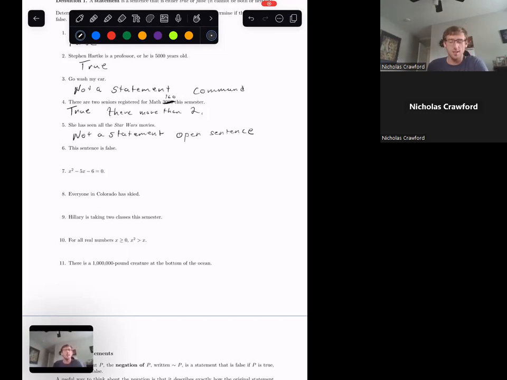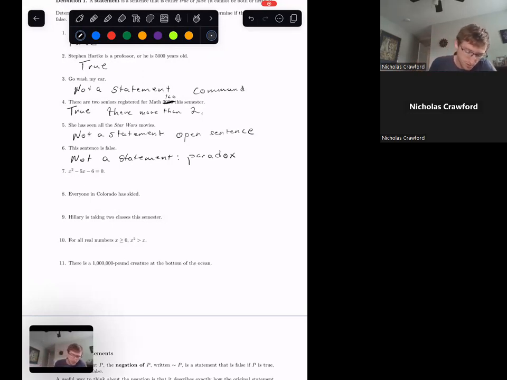Okay. This statement is false is also not a statement. And let's see why. So let's pretend this statement was true. If the statement was true, but then this says this sentence is false, well, then you're true and false, and we can't do that. So if we say this statement is false, well, then it must be true. And that also can't happen. So this is what we call a paradox. It's like a reasonable sounding statement, but it's not a statement. It's just something that can neither be true or false.